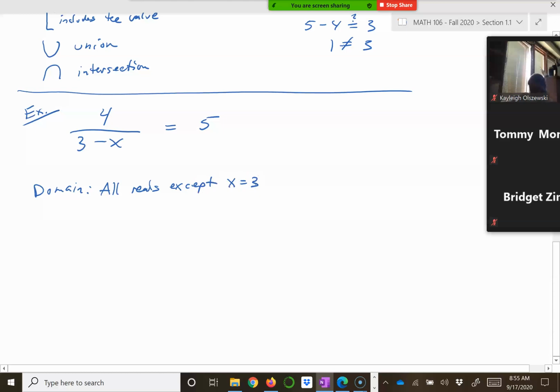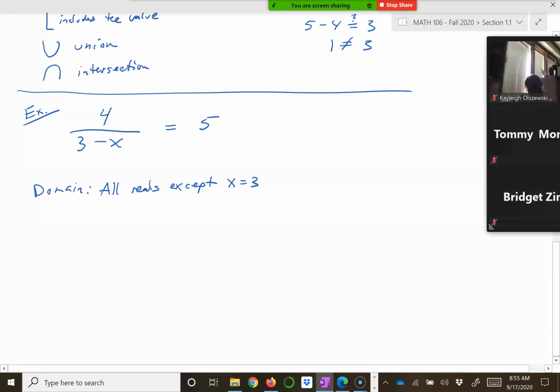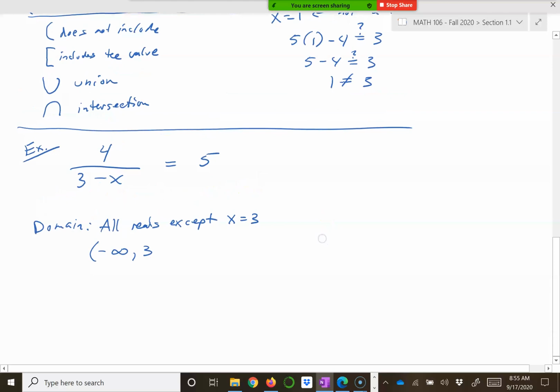Now we want to write that in interval notation. I'm going to give you all the different types of interval notation that you're going to have to know for this section. So when you're doing the homework and it asks for interval notation, just go back to these examples and you'll see how this works. For interval notation, again, all reals, which means we're going to start at negative infinity and go all the way up to 3. Since we do not want to have x equals 3, I'm not going to use a square bracket. I'm going to use a parenthesis, which means I'm going from negative infinity up till 3, but not including 3.